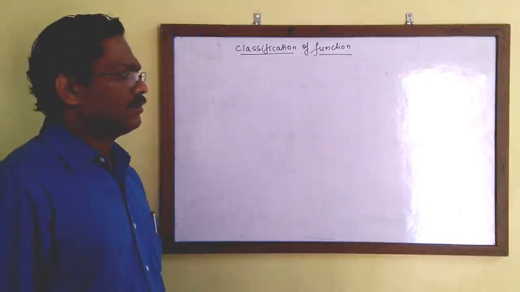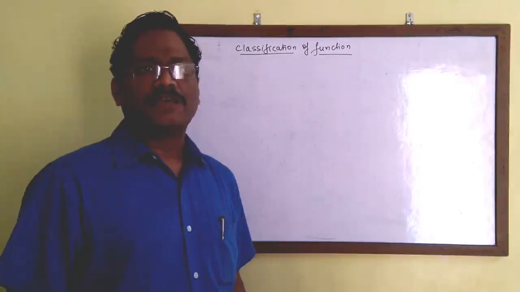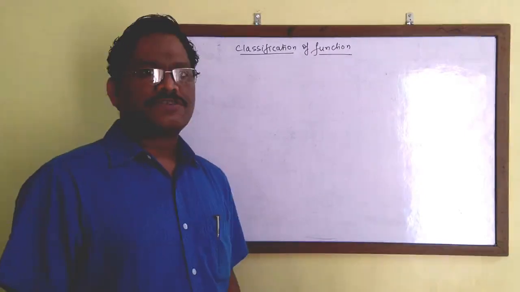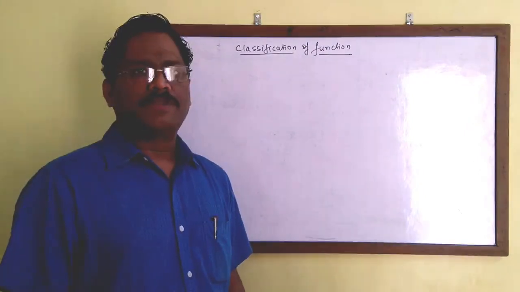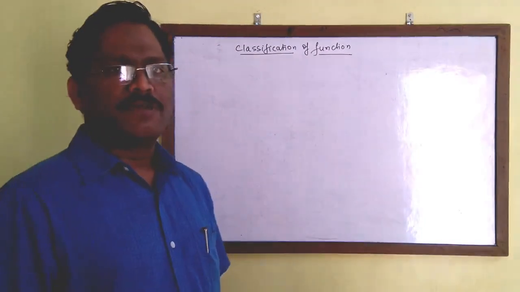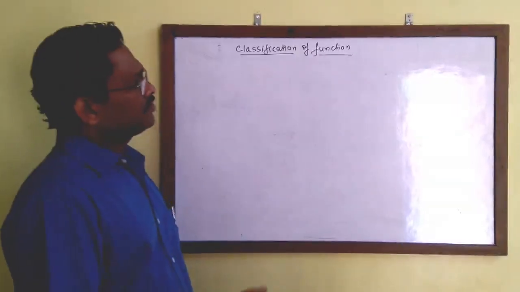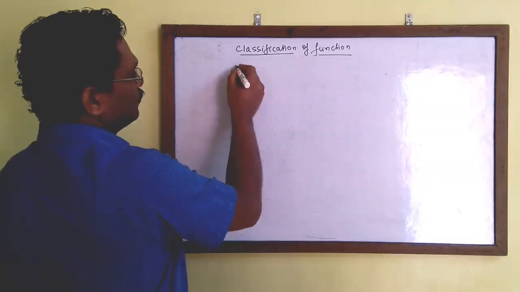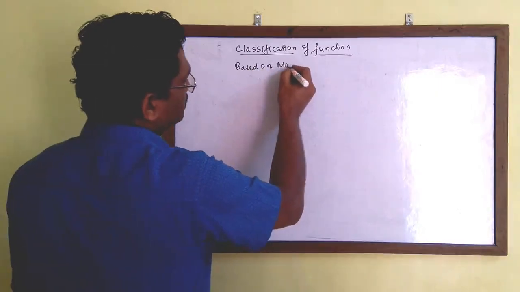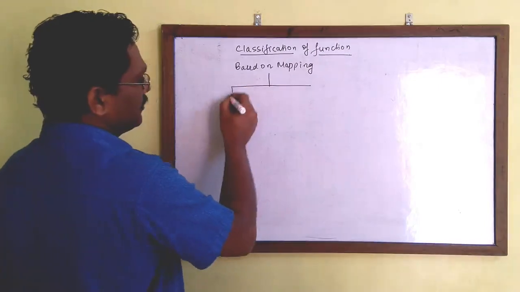Just as you can classify people on the basis of sex as well as on the basis of their food habits, on the basis of sex, broadly we can classify people as male and female. And similarly, based on food habits, we can classify them as veg and non-veg. Similarly, functions can be classified based on two types. Based on mapping, we can classify functions as one-one and many-one.